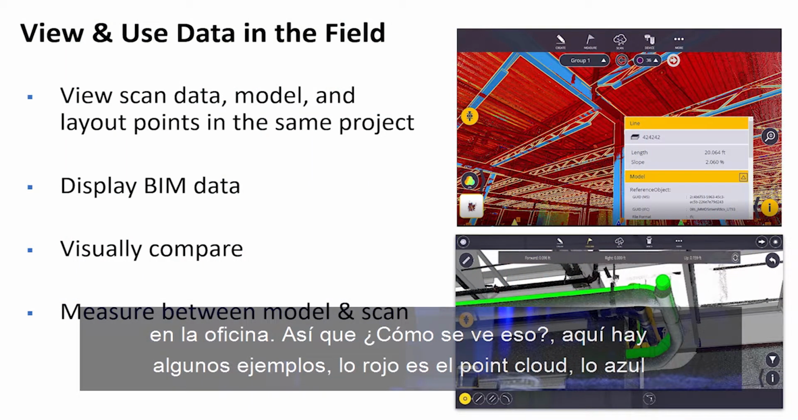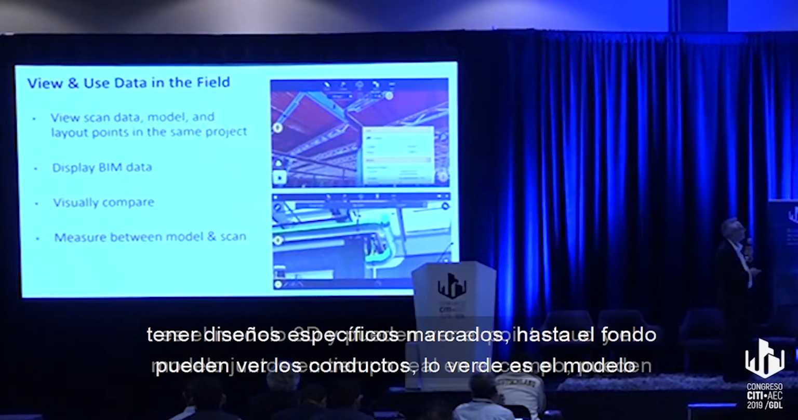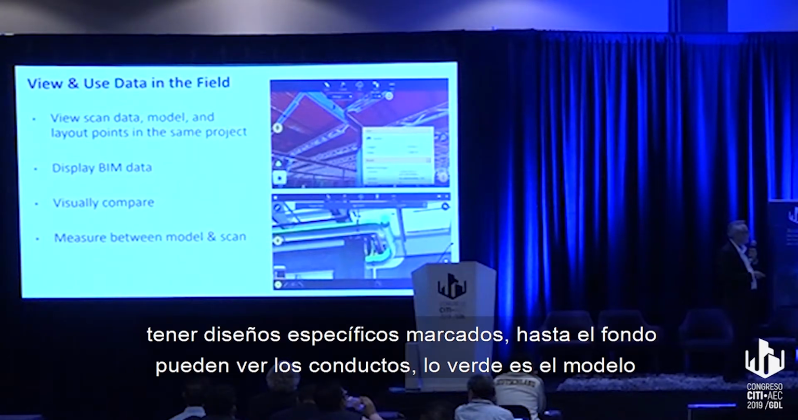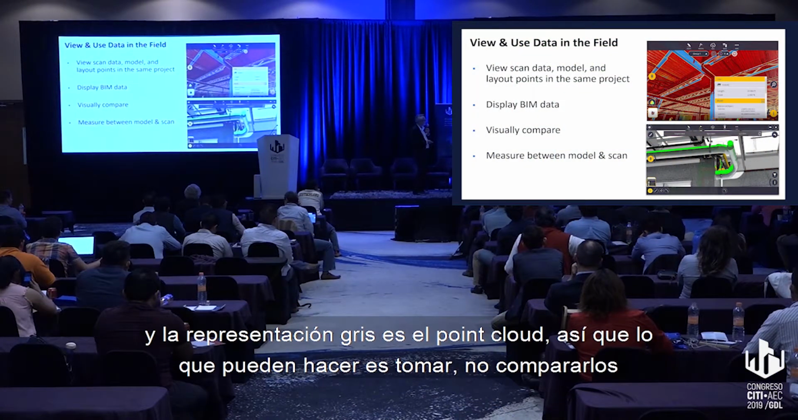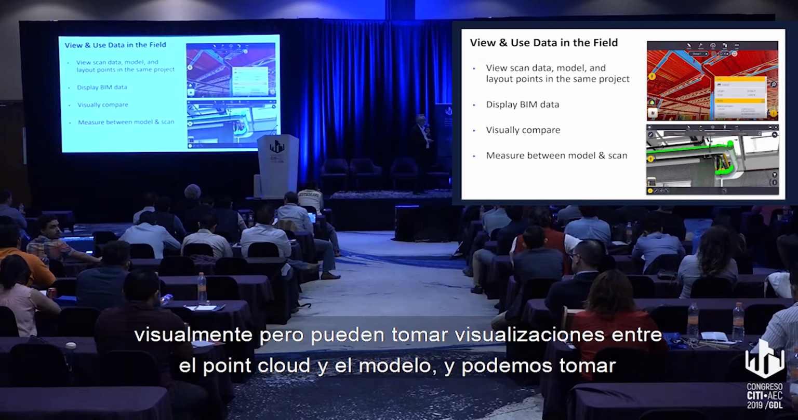So what does that look like? Here are some examples. The red here is the point cloud. The blue is the 3D model, and you can see the point cloud and the model together in real time in the field. You can also have any of your specific layout points as well. Down the bottom here, you can see the ducting. The green is the model, and this gray representation is the point cloud. So you can not only visually compare, but you can take measurements between the point cloud and the model.